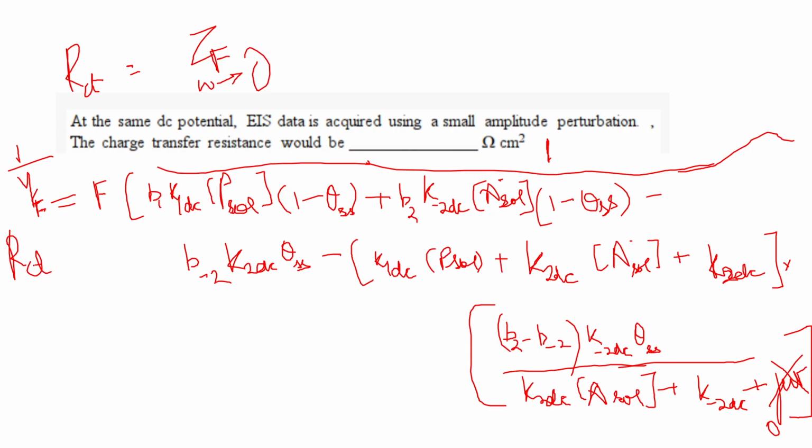Is that clear? That is RCT, when ZF at omega tends to 0. So I wrote the YF equation, the admittance form. If I take the inverse of the admittance, this entire equation inverted, everything is your impedance. Because omega tends to 0, this term will turn to 0, and everything else remains. So now what you have to do is patiently substitute each and every value and tell me what you will get.